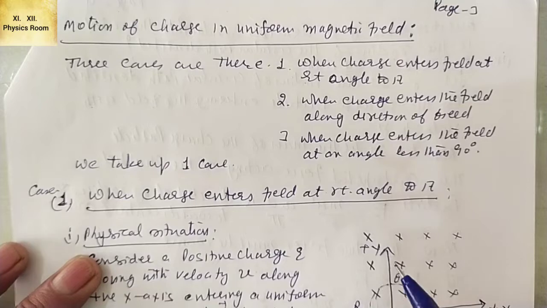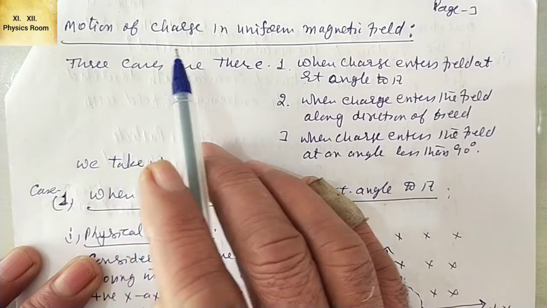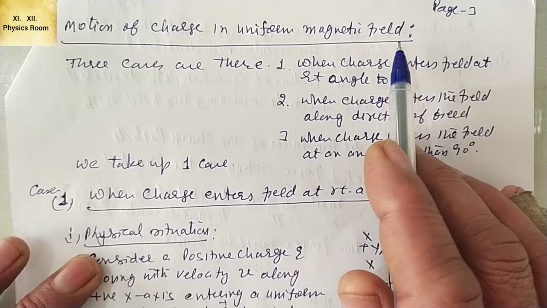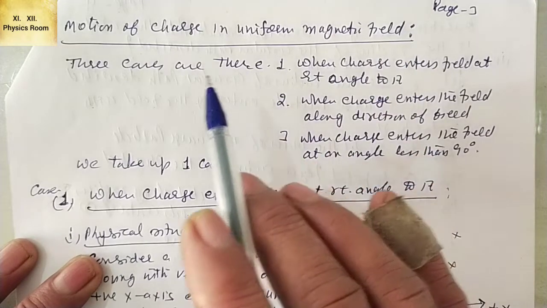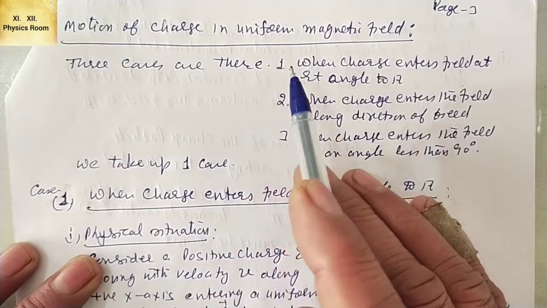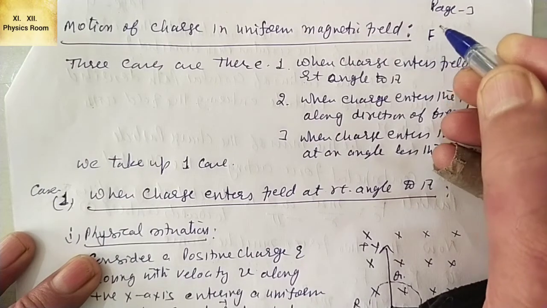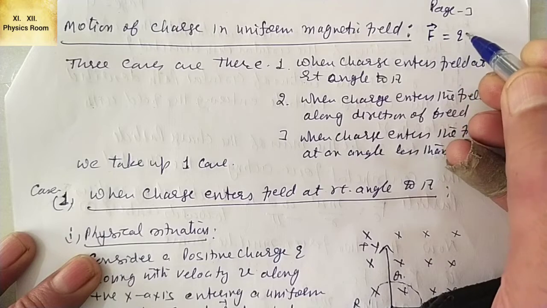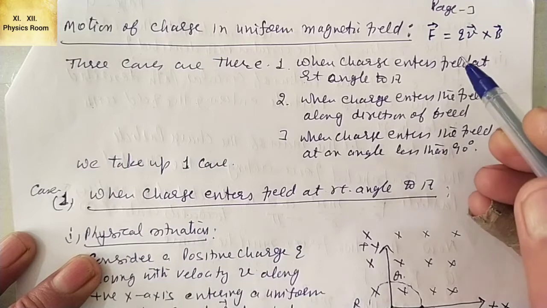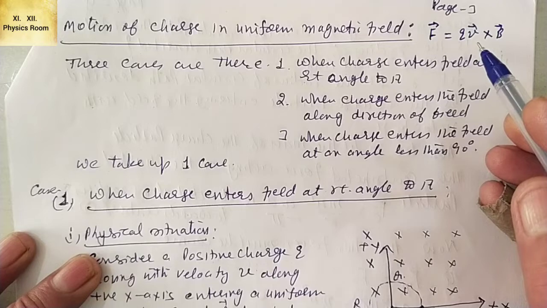Hello dear students, we continue with the topic motion of charge in uniform magnetic field. We have learned in the previous lecture that when a charge moves in a uniform magnetic field with velocity v, it experiences a force F equal to q v cross B, where q is the charge moving in uniform magnetic field of strength B with velocity v.